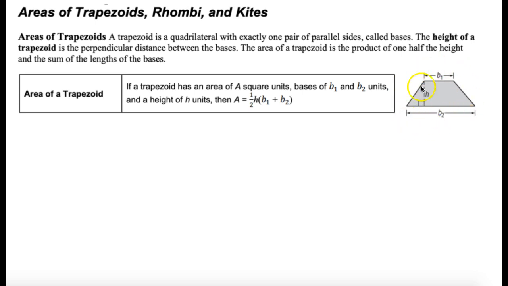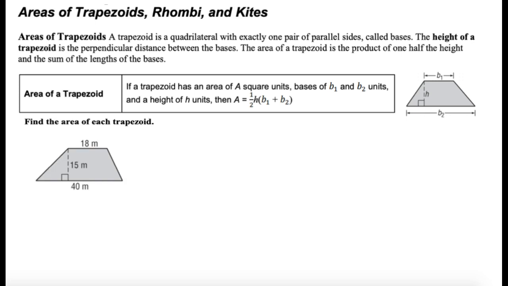Here's an example of a trapezoid. We've got two parallel sides, those are the bases, and then the distance between them is the height. All right? So our formula for the area of a trapezoid is this: 1/2 times the height times the two bases added together. So let's go through a couple of examples of just finding a straightforward area of a trapezoid.